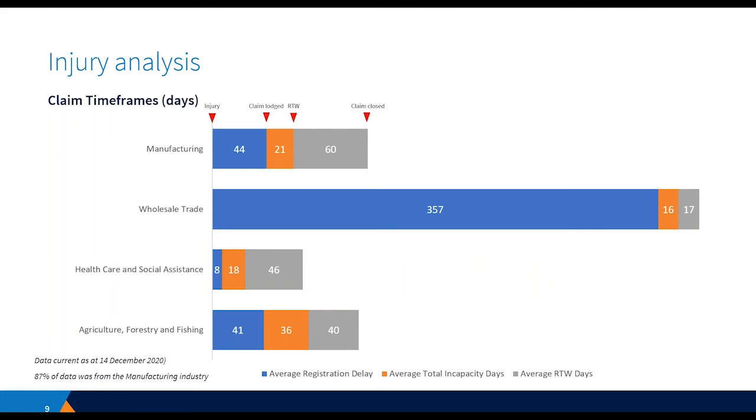This graphic represents the average time frame of a claim from the day of injury through to when the claim is closed. The numbers show the average amount of days between each phase. Wholesale trade shows an average claim is lodged almost a year after the injury occurring. Manufacturing and agriculture have an average claim lodgement delay of around 40 days. In some cases, delaying the commencement of treatment can extend recovery times for a worker and when they will have capacity to return to some form of work.